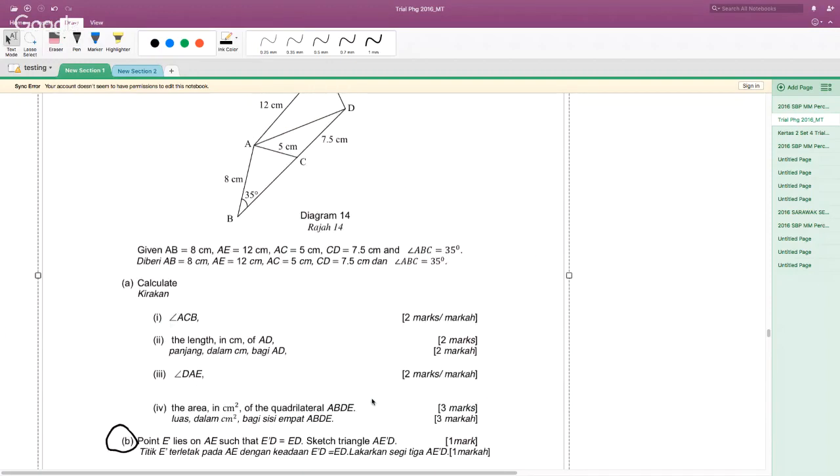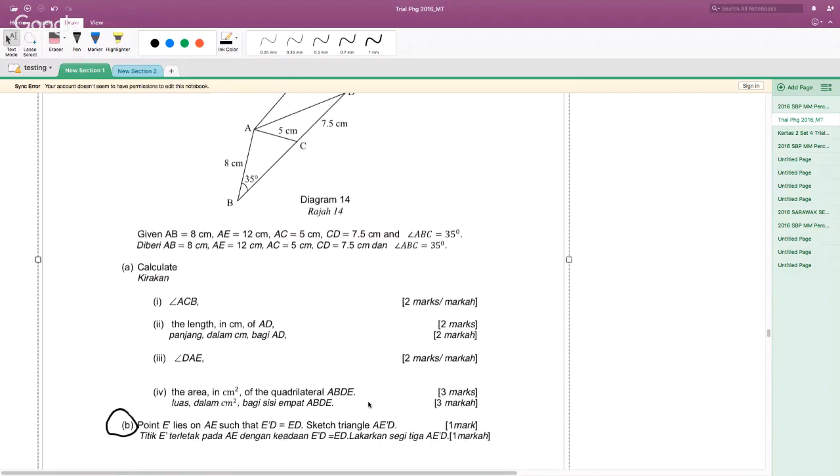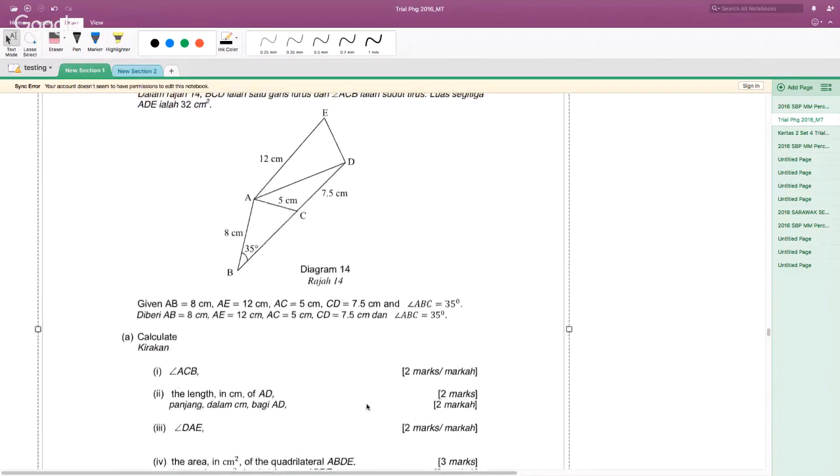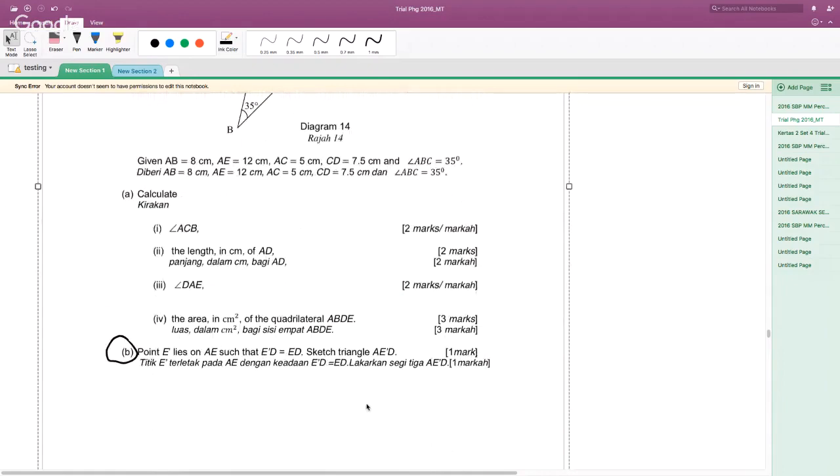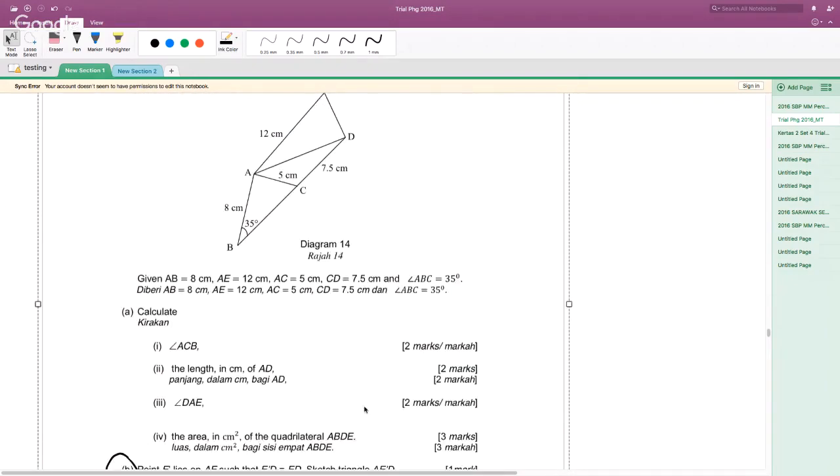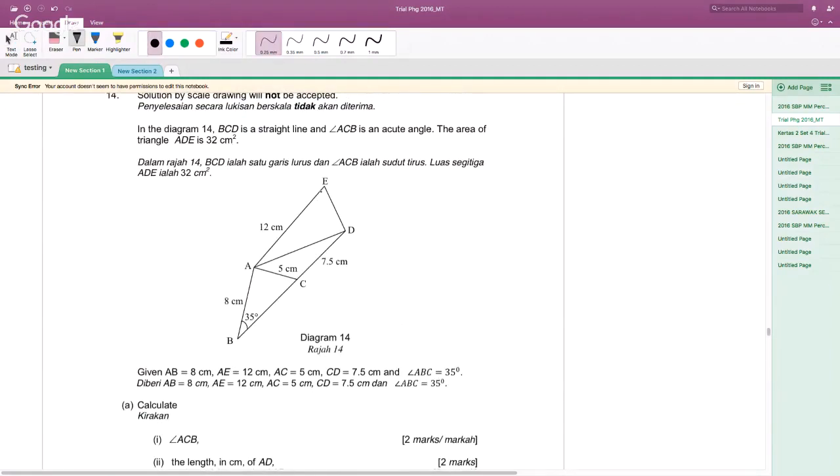This is quite simple. I have an AE here. E lies on AE, and ED is the same as E'D. You realize that AE here is 12 centimeters, so the E prime actually lies over here. So how do I know where exactly the E prime is? Because the question said ED is the same as E'D. This is very important information. Normally, I will try to link this with the isosceles triangle.